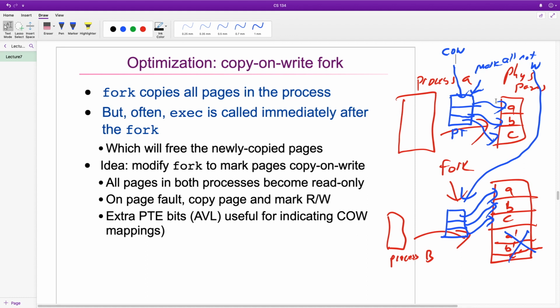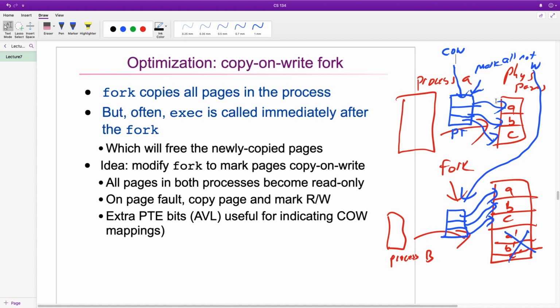Go ahead. Okay, Drew. So if process A tries to write to the physical page after the fork, it would have to create its own copy of the physical pages now? So the parent, yes. I'm just repeating your question. So if after the fork, the parent tries to write to one of its pages, then it would have to create a duplicate. Yes?